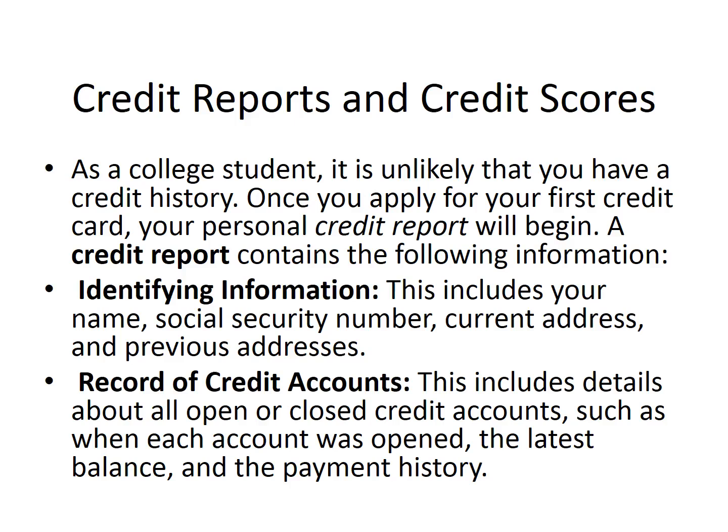As a college student, it is unlikely that you have a credit history. Once you apply for your first credit card, your personal credit report will begin. A credit report contains the following information: your name, social security number, current address and previous address, record of credit accounts. This includes details about all open or closed credit accounts, such as when each account was open, the last payment, and the balance history.